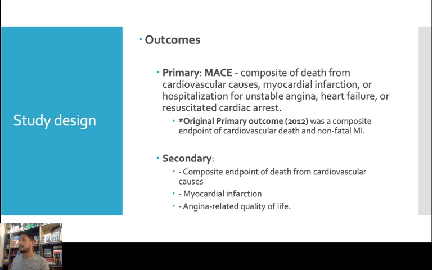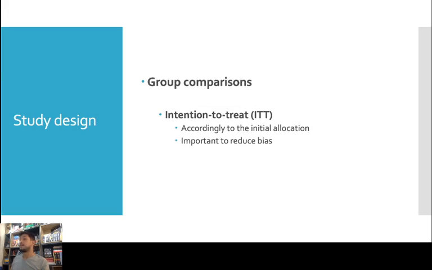For the secondary outcome, they used a composite endpoint of death from cardiovascular causes and myocardial infarction and angina-related quality of life. So for group comparisons, they used an intention to treat analysis. So it means that patients were analyzed according to the initial allocation. It was really important to reduce bias.